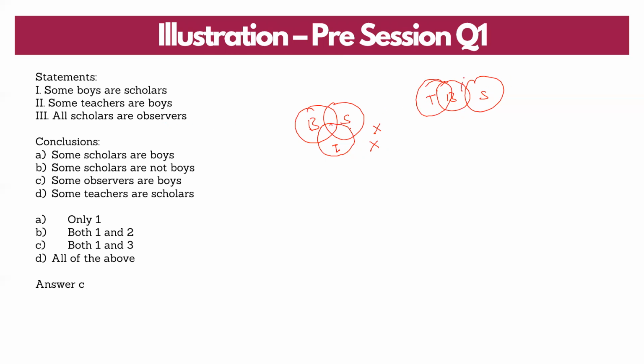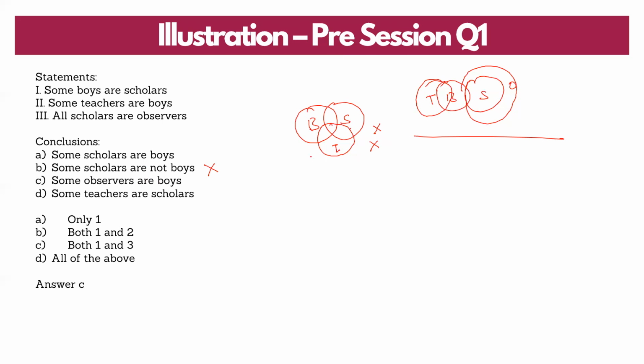And next, all scholars are observers. Now, all scholars are observers. That means scholars will lie inside and observers will lie outside. So what conclusions can I draw from this diagram? Some scholars are boys. It is there. Some scholars are boys. From my diagram, it is clear. So one is there. Some scholars are not boys. I cannot say that. Some A are B does not mean that some A are not B. So that won't be the answer.